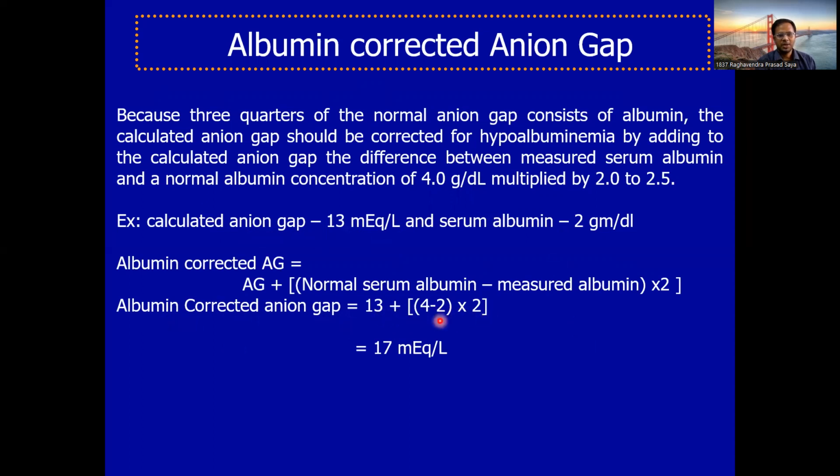So that is 13 plus 2 into 2, which is 4. So 13 plus 4 is equal to 17 milliequivalents per liter. So in this patient, the albumin corrected anion gap is equal to 17 milliequivalents per liter. When you don't do this albumin correction, by just seeing the anion gap, if it is 13, then you tell it is a normal anion gap metabolic acidosis. When you do this albumin correction, then you get to know that the patient has increased anion gap metabolic acidosis. So your entire diagnosis will change. That is why you have to remember this albumin corrected anion gap.